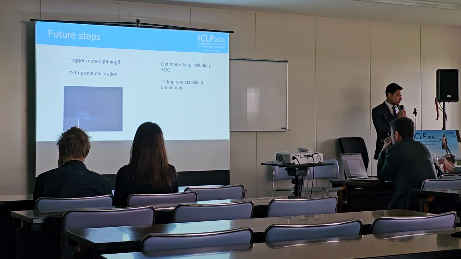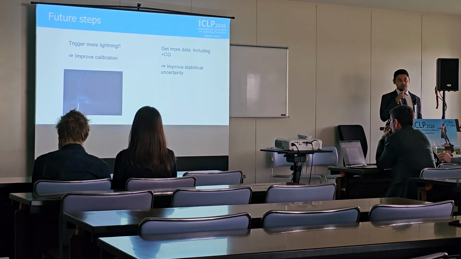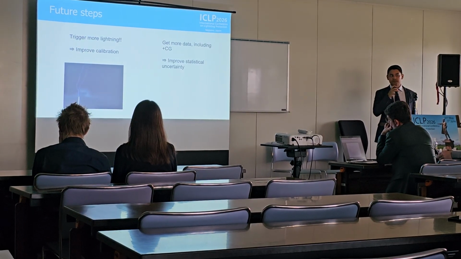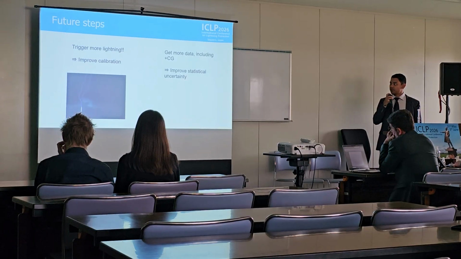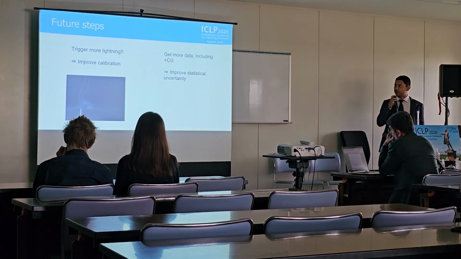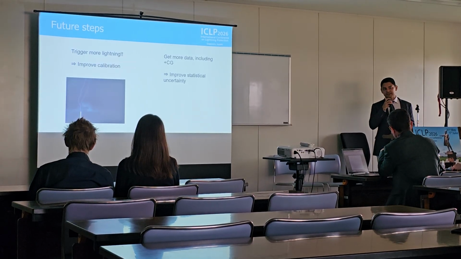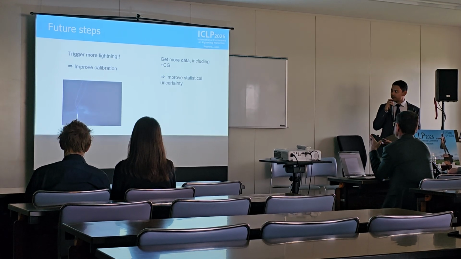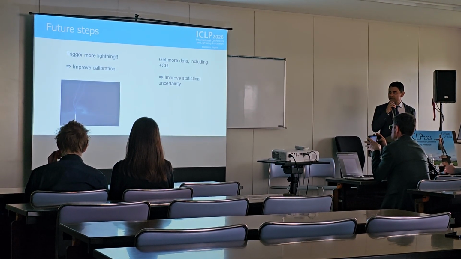Finally, future steps. We're going to try to trigger more flashes to improve our calibration, because so far we have just one trigger to calibrate our electric field system. And we're going to move to get data for positive cloud to ground flashes. We know that they are not common. It's hard to get data from positive, but we're going to try. So get more data to improve the statistics.